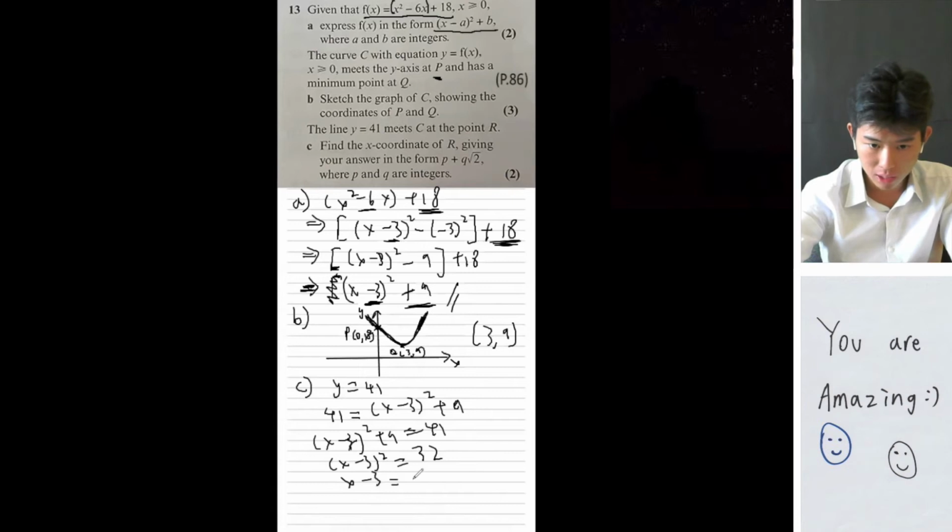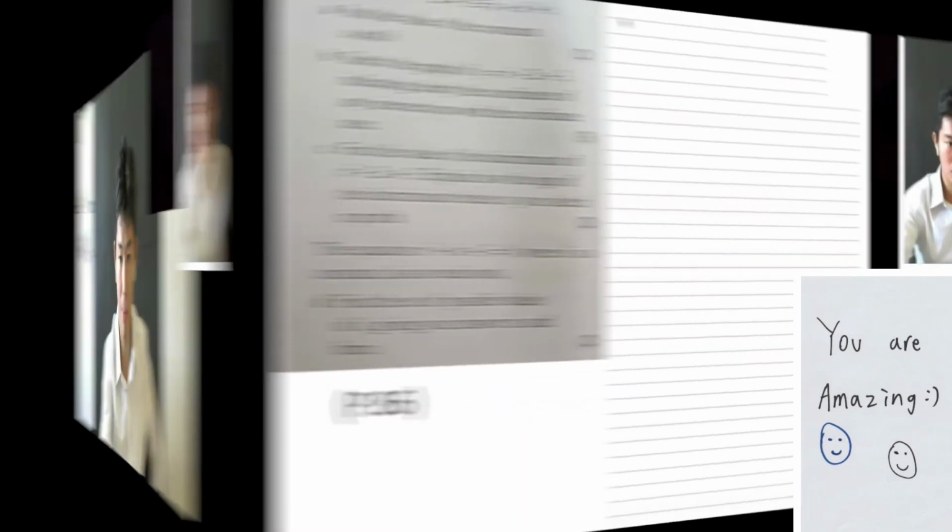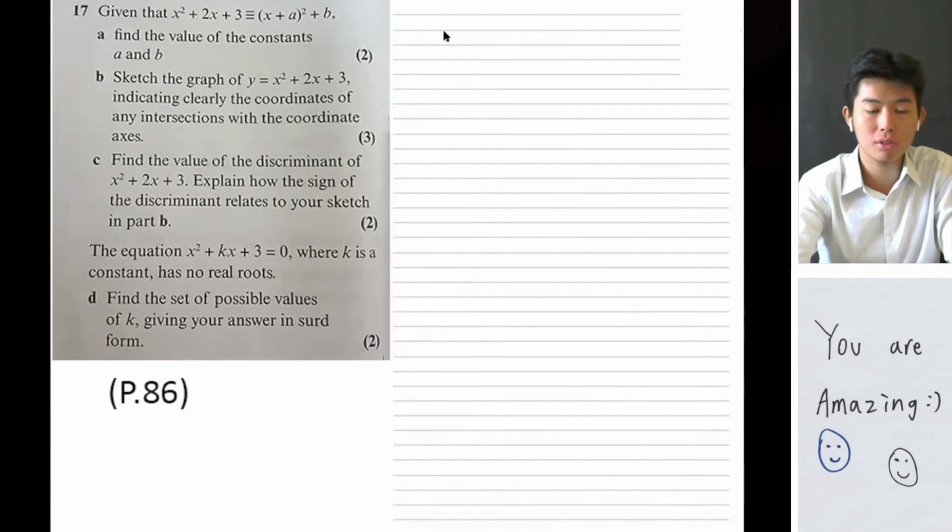And x minus 3 equals to plus or minus root 32. x would be equals to 3 plus or minus root 32. And the final answer, I'm gonna clean this up, 3 plus or minus, because root 32 would be equals to root 16 times root 2. So root 16 would be equals to 4 root 2. And that would be the final answer. Okay, let's do one more questions and we will move on to some past paper questions.